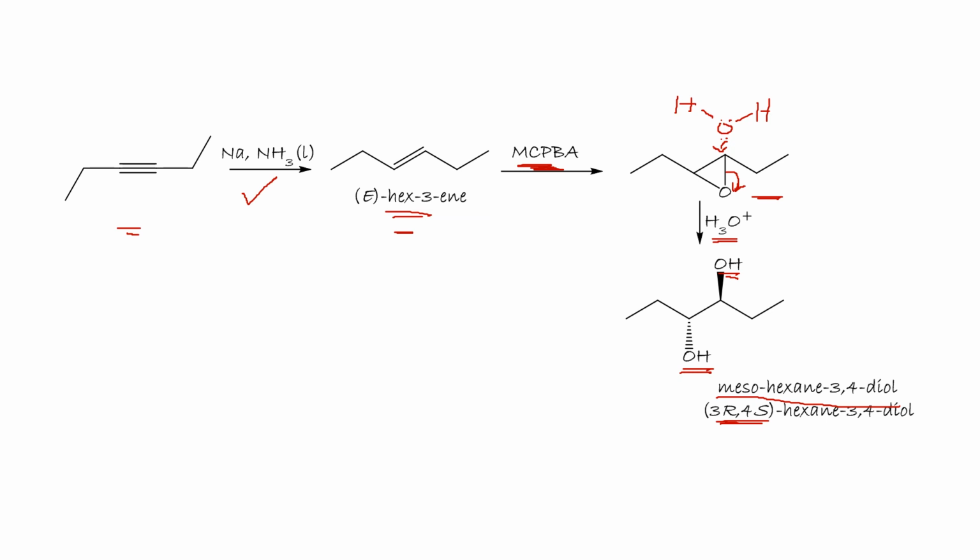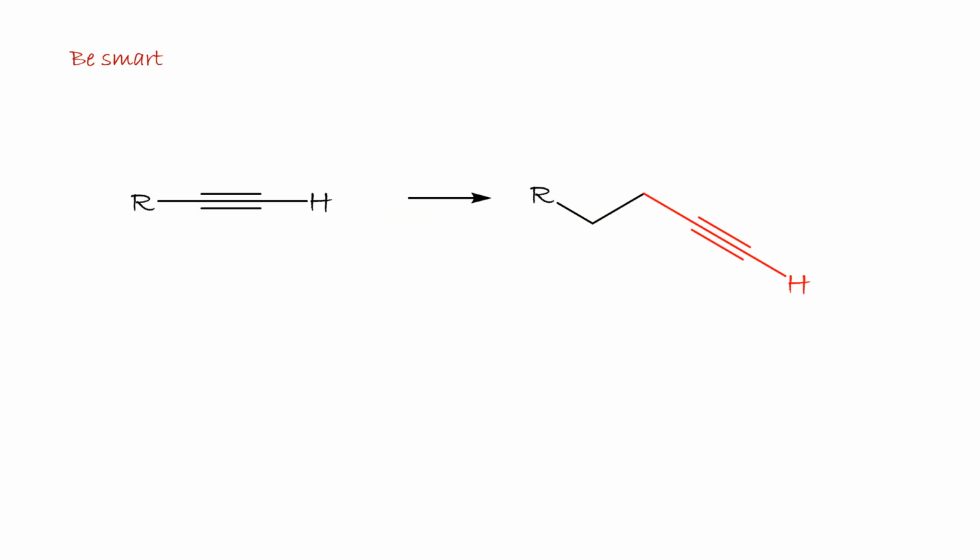I hope these two examples provide enough information on the strategic way to solve synthetic problems. Here is an example of being smart. How can you start with a terminal alkyne and transform it again into a terminal alkyne with two extra carbons?